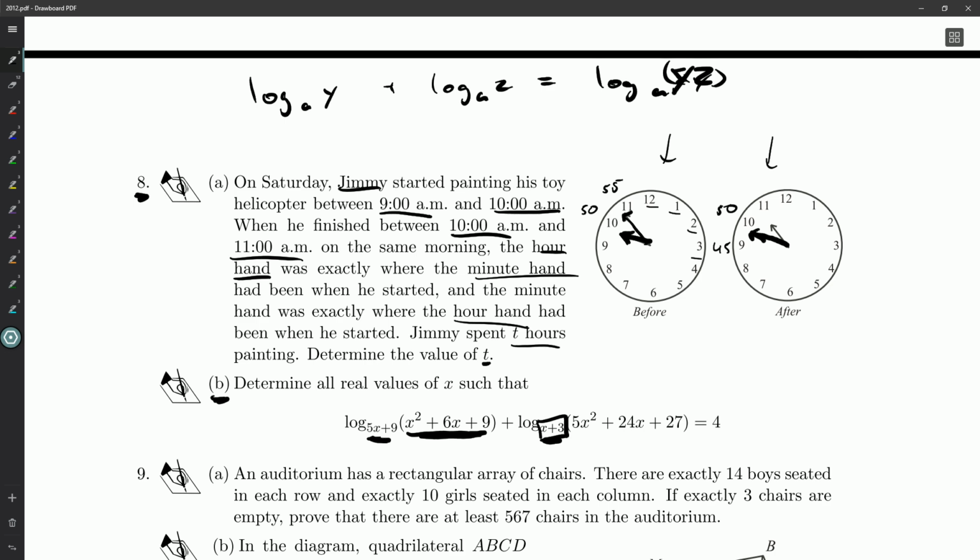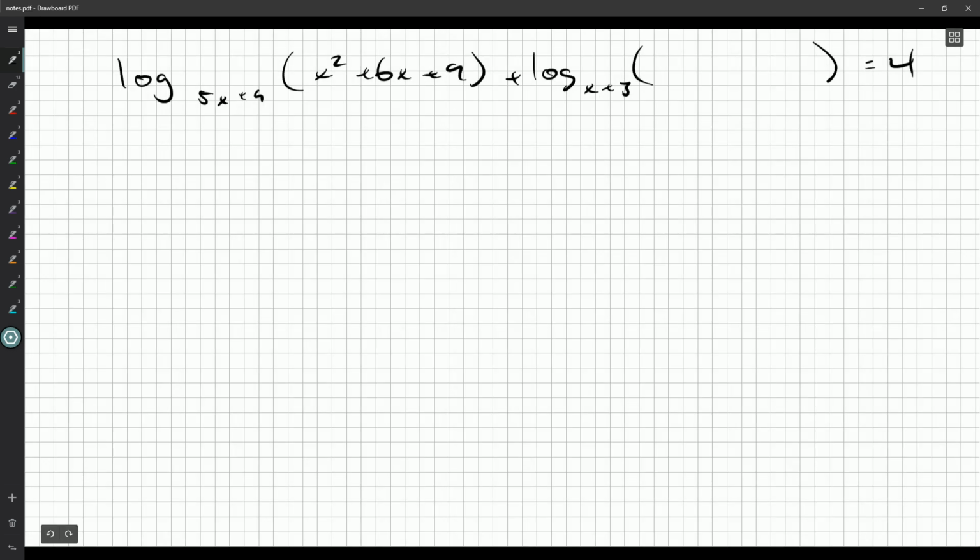5x squared plus 24x plus 27. Is that going to be the square? No, it can't be the square of that. There's a 5x squared, not a 25x squared. But that 5x squared up front and the 27 is a multiple of 9. I have a feeling there's a little bit of work we can do there.